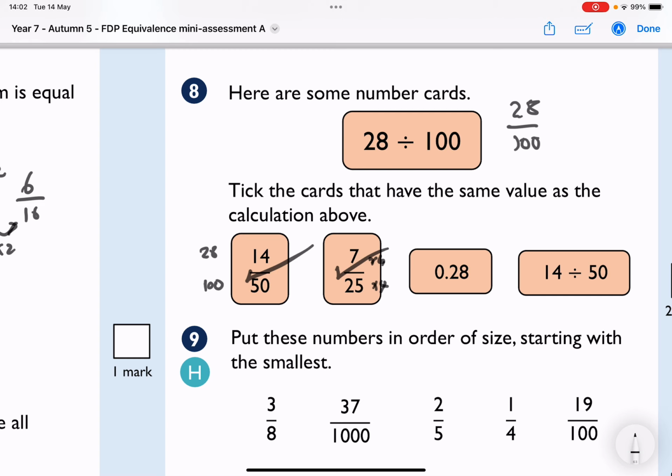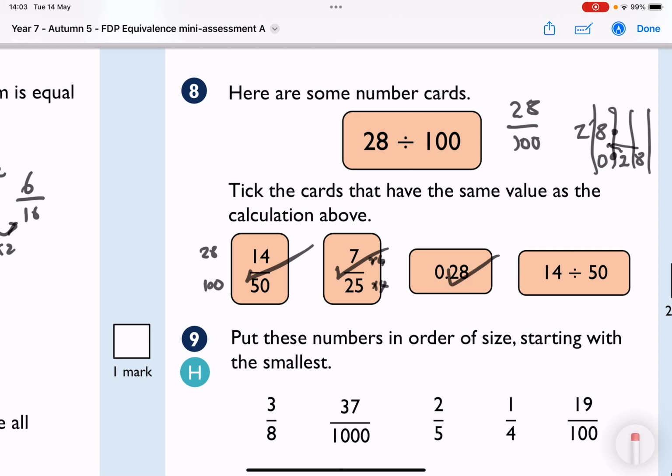0.28 is 28 divided by 100. If you're used to this type of thing, the number 28 here with the decimal point, if I divide by 100, I move everything 2 places to the right, 1, 2 places, so the 8 goes there, the 2 goes there, 0.28, that is true.